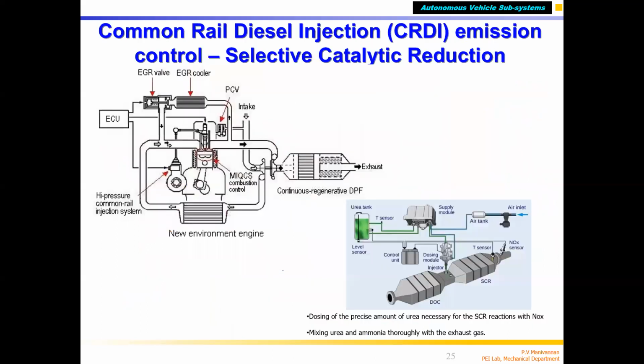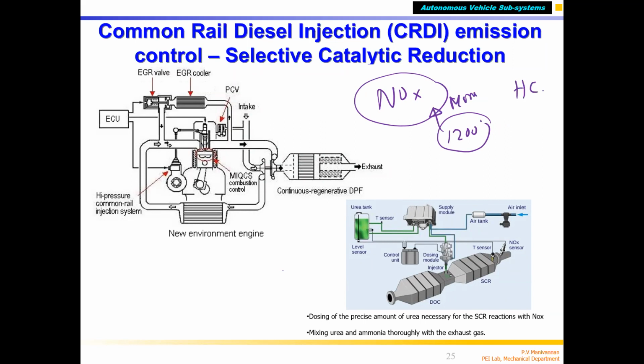Another main thing, I will take 2 more minutes to complete, because next class I wanted to go to steering, but this will be useful. In the diesel engine, the main problem is NOx, nitric oxide creation. Why? The diesel engine combustion temperature is very high compared to a petrol engine. I told you, if the temperature of the combustion chamber is more than 1200, more NOx will be created. So in a diesel engine, NOx creation is more compared to HC and CO creation.